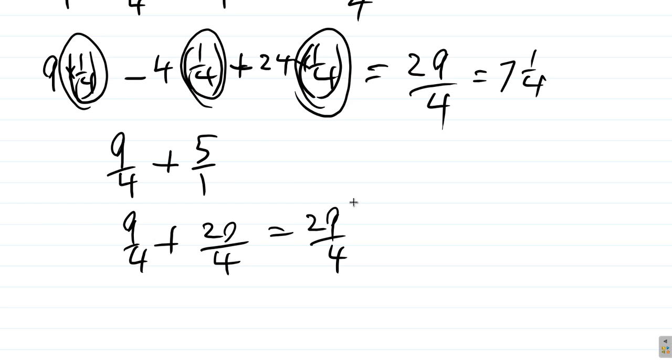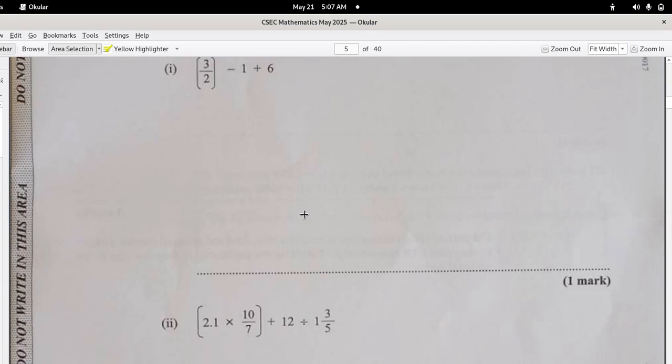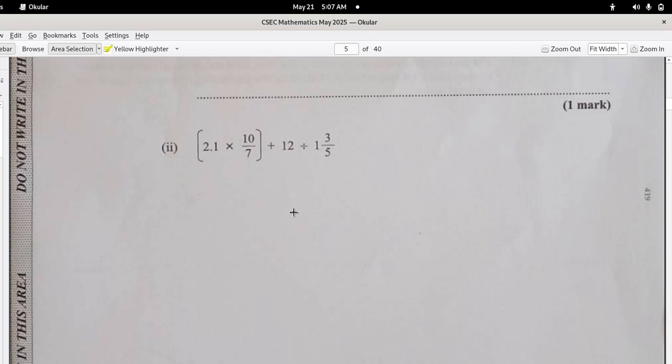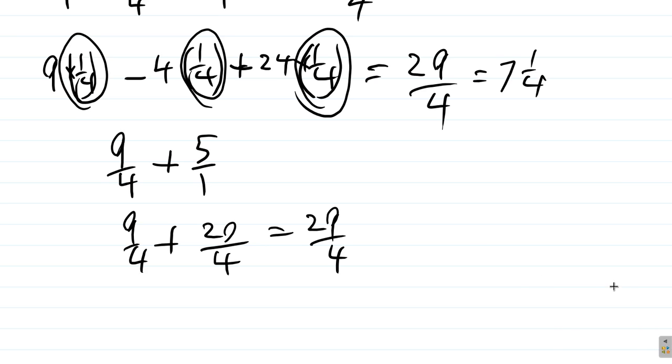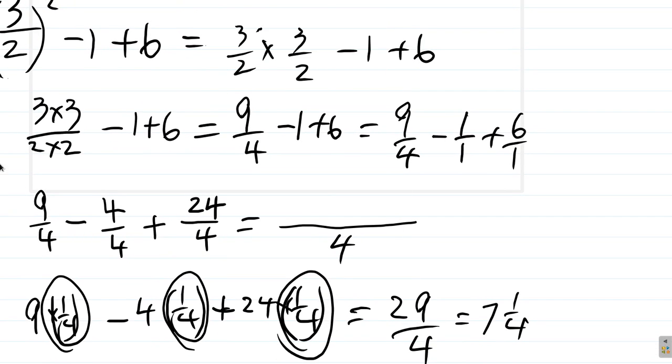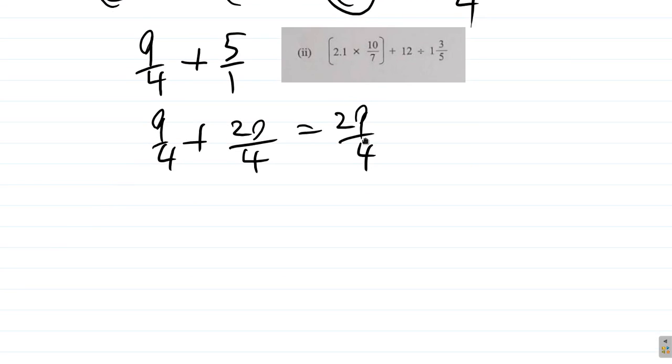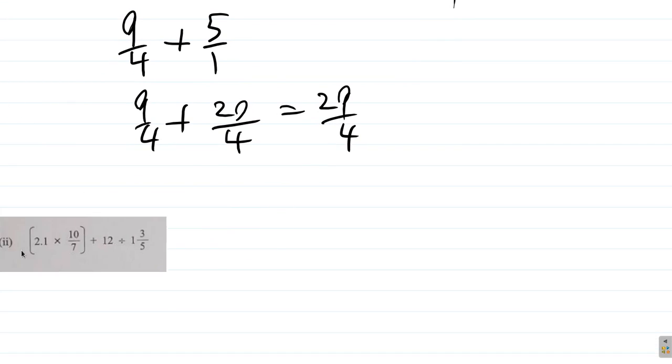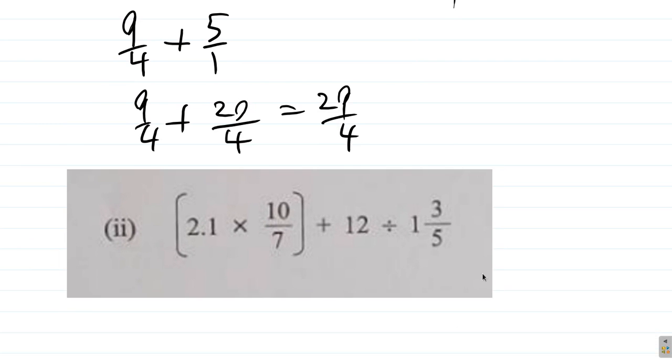Anyway, let's see something here. What else do they ask you to do in question 1? Okay, this part here. 2.1 by 10 over 7 plus 12 divided by 1 and 3/5. Let's copy this and paste it over here. Alright, we pull it down and see how we can work with it down here.